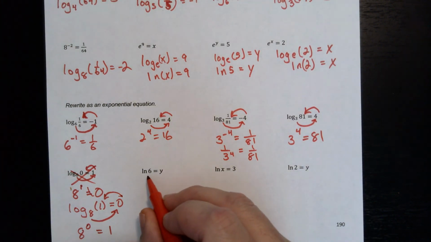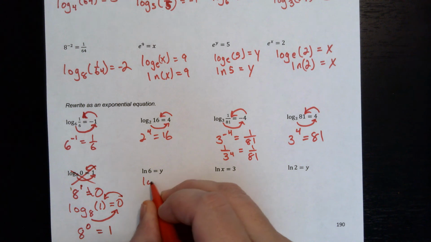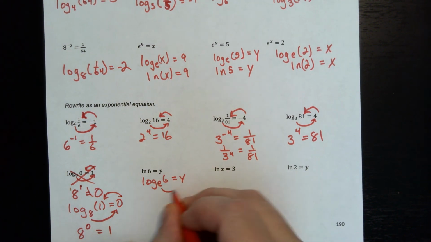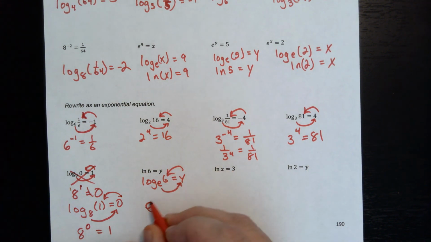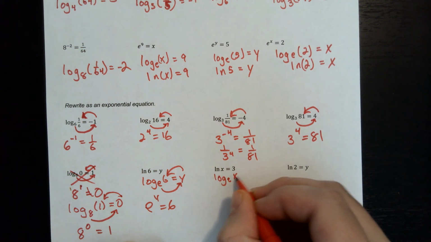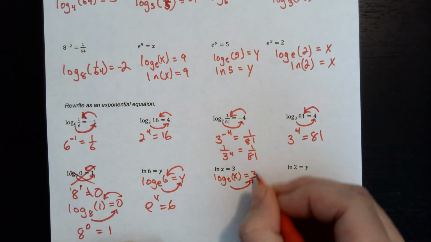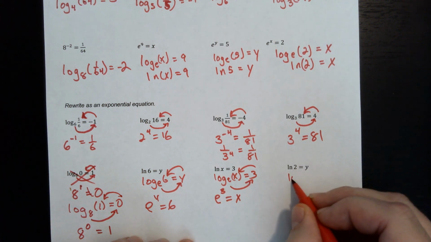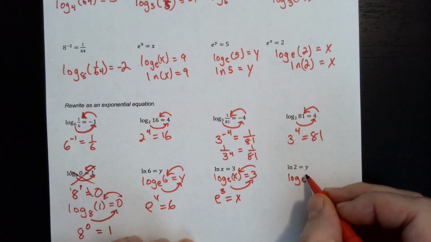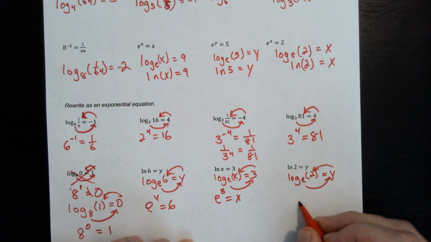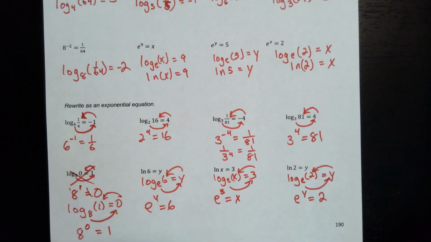All right, so this is ln of 6. Let's convert it to base e, because it is ln, before we do the circle method. So it'll be e to the y equals 6. Again, we have log base e of x is equal to 3. So e to the 3 is equal to x. And then last, we have log base e, because that's ln, of 2 is equal to y. So with the circle method, we do e to the y is equal to 2. That's the quickest way to convert between logarithms and exponentials.